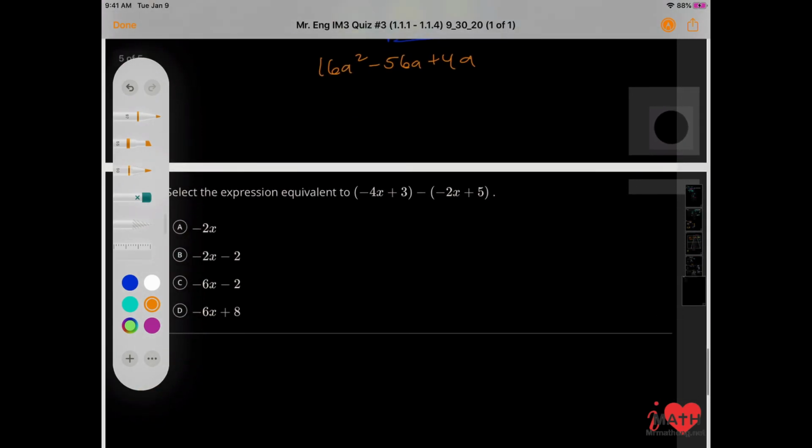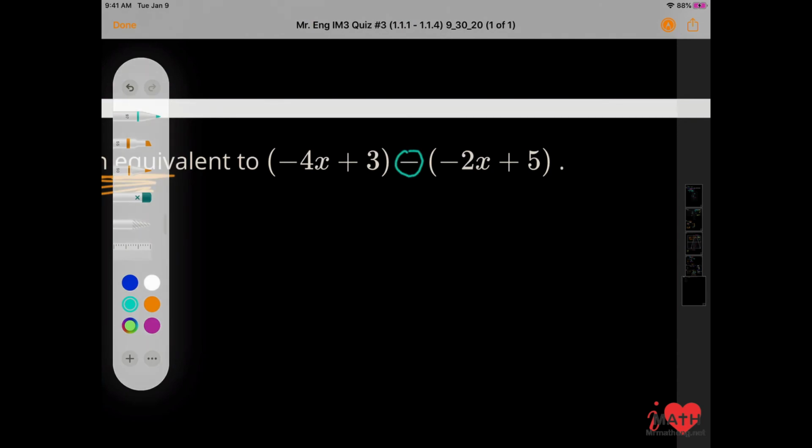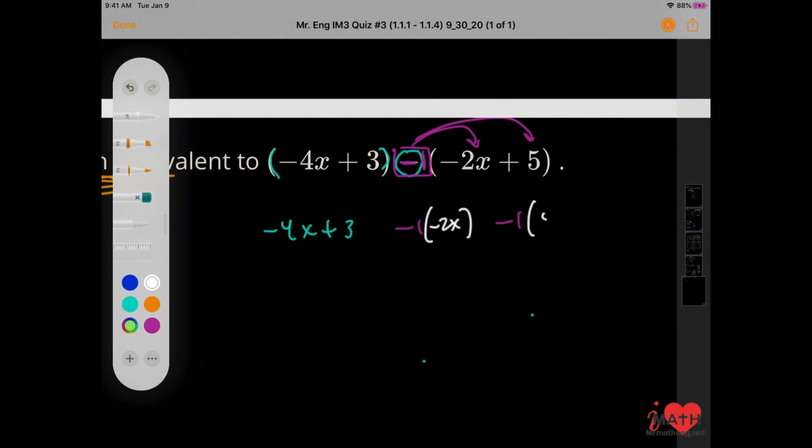All right, last question here. Select the expression equivalent or equal to. All right, what do we have to do in this problem? This one you have to take care of. These parentheses over here I don't need. But this one I do. So you can think of it as a negative 1, and we're going to multiply this negative 1 to each of these terms. And then over here I have negative 2x and 5. So we're going to have to multiply there.